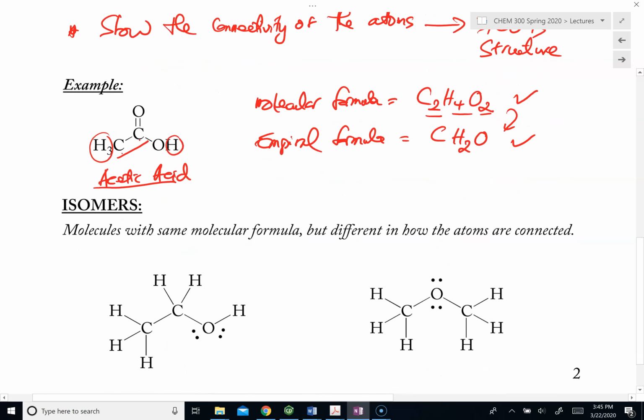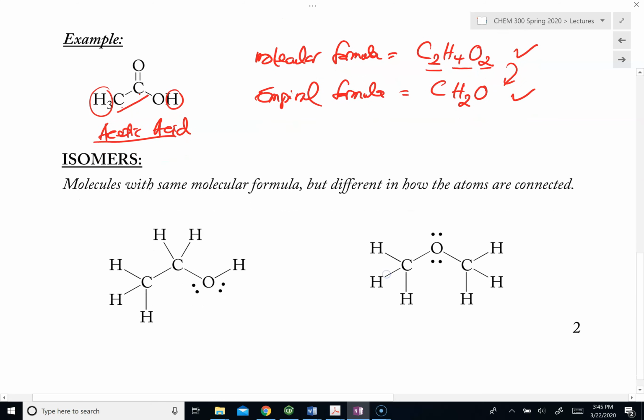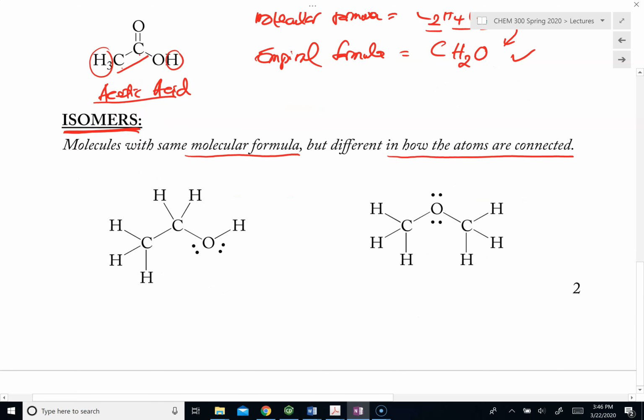Now, if we are given the molecular formula or the empirical formula of a substance, we don't know its exact chemical identity because we do not know how the atoms are connected together. And that is the concept of the word isomer. Isomers are basically molecules with the same molecular formula, but a difference in how the atoms are connected together. So for an example, these are 2 molecules right here that we will call isomers.